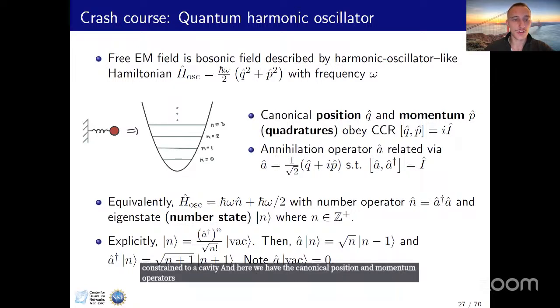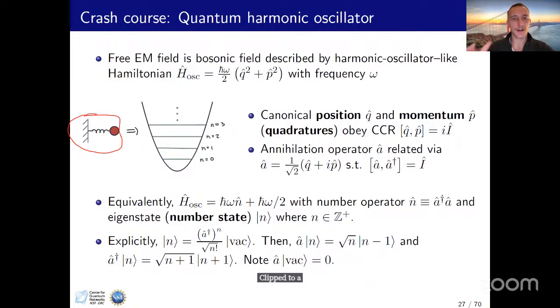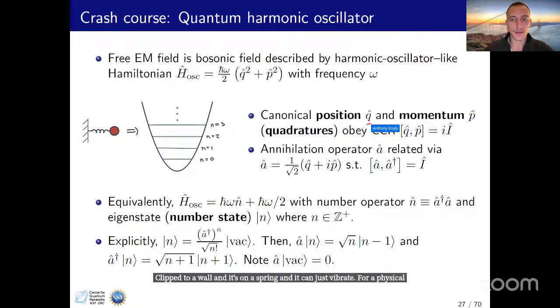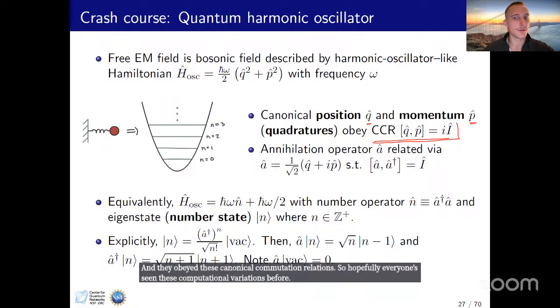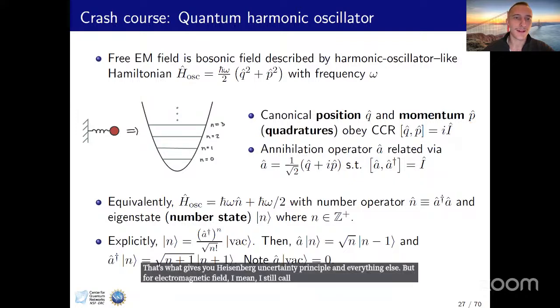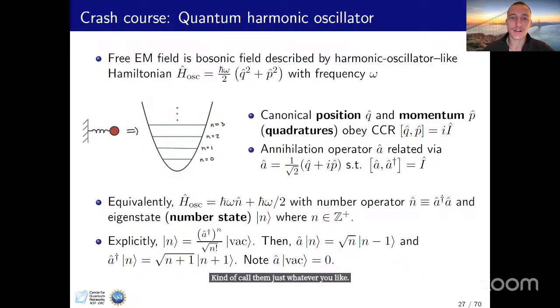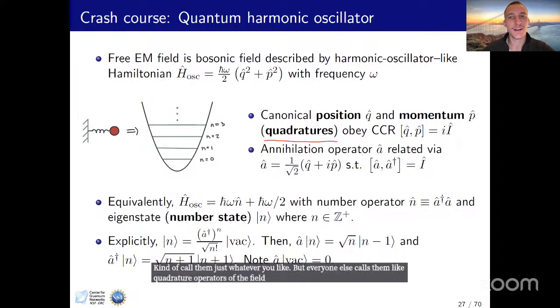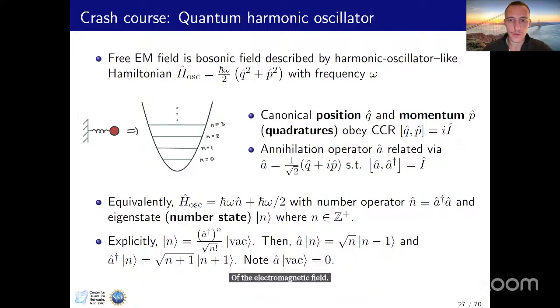For a physical oscillator that's constrained, here's one that's just clipped to a wall. It's on a spring and it can just vibrate. For a physical oscillator, Q is the position and P is the actual momentum, and they obey these canonical commutation relations. Hopefully everyone's seen these before. This is what gives you Heisenberg's uncertainty principle and everything else. For the electromagnetic field, I still call them position and momentum, but everyone else calls them quadrature operators of the field, because it's like a sine operator and a cosine operator. So these are the two quadrature operators of the electromagnetic field. Whatever you call them, they obey this canonical commutation relation.